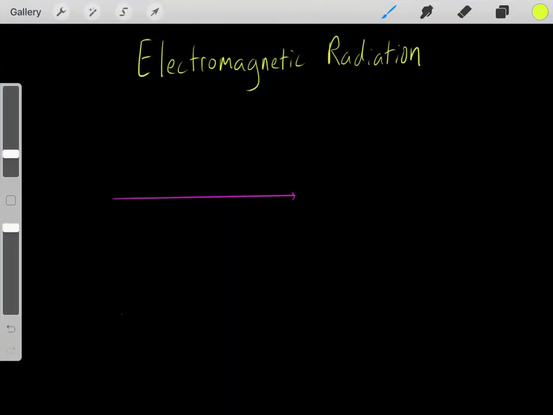So what exactly is electromagnetic radiation? Well, it's a wave of energy. So let's say we have this electromagnetic radiation propagating through space. What is it made out of? Well, it's made out of two key components.